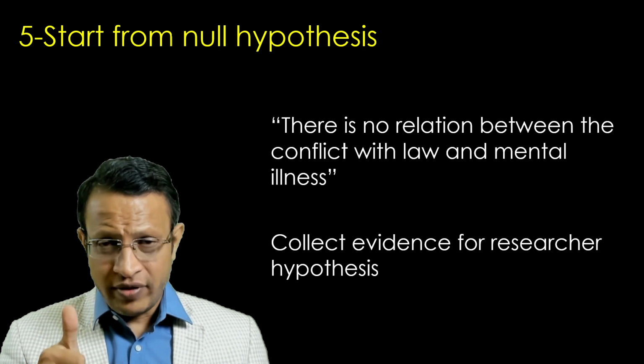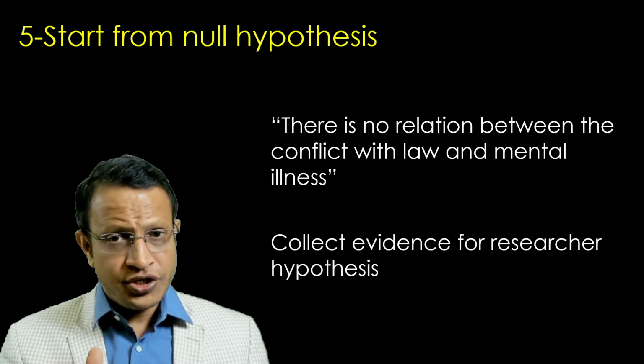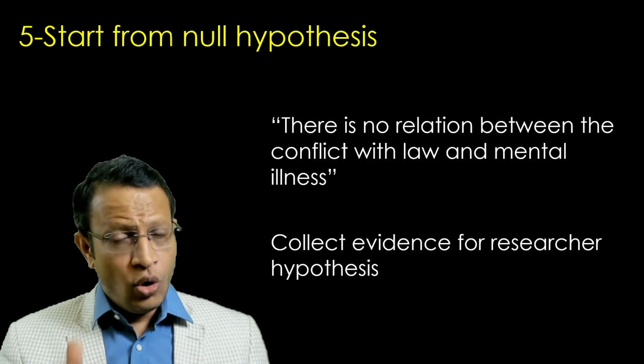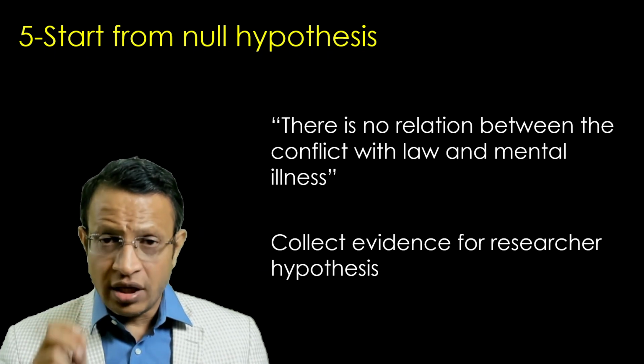That is the way you'll start. Everyone is normal. But if you find there is a mental illness, you will move to the second. There is no relationship between mental illness and crime. And if he has, there is a relationship. That means you will collect evidence and do a thorough assessment.